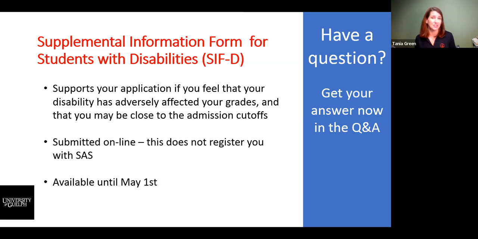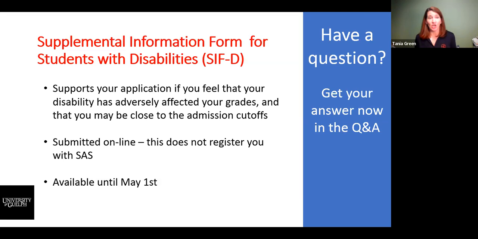However, if you feel that your disability has impacted your academics in some way that has made it difficult, your grades aren't a true reflection of your potential, then you can fill out what we call our supplemental information form for students with disabilities, right? It supports your application, if you feel that your disability has adversely affected your grades and that you may be close to the admissions cutoff. So you still need to be close to the admission cutoff, but if you're not quite there, you can complete this form. Okay? It's submitted online.